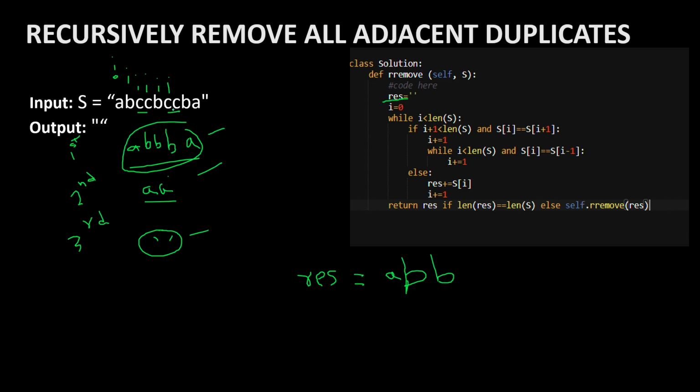Now again, it approaches the C condition. Now it will check if the next character is the same. Yes, the next character is the same. Then I will be updated. Now it will check if the previous character is the same. Yes, the previous character is also the same. Again, I will be updated. Now the same thing happens.